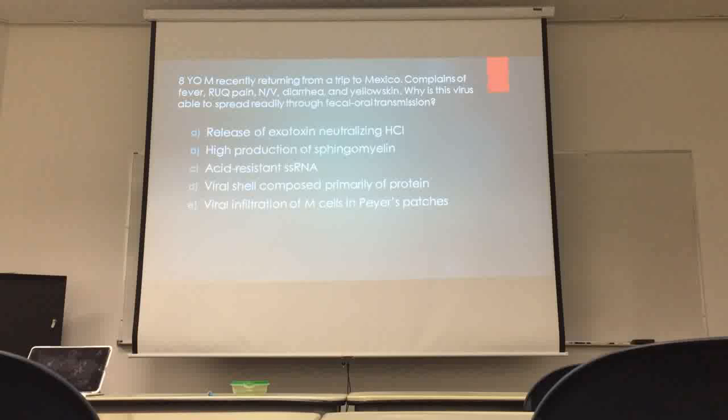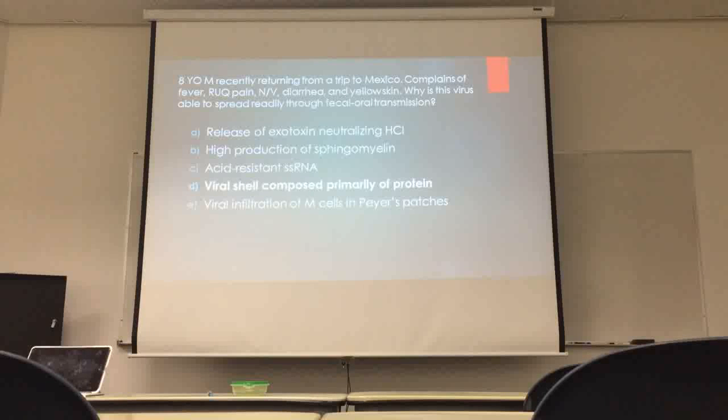Wait, what did you say for E? I don't know which cells they infect. I think they infect just the normal cells. So the big thing is it doesn't have a high concentration of lipids in its shell, which would enable emulsification by the bile acids to break down the shell coat and then degrade the virus. It's primarily protein, so it's less able to do that.